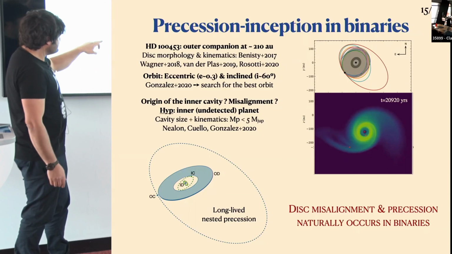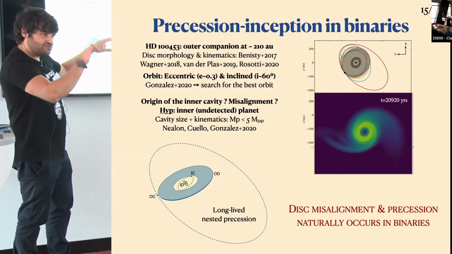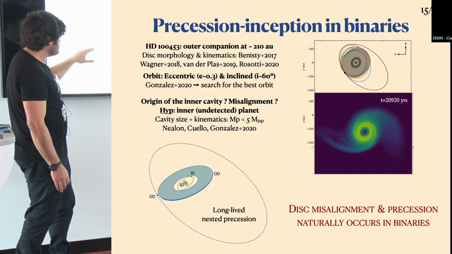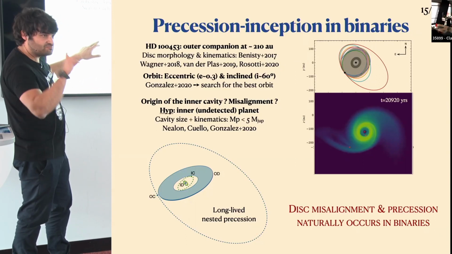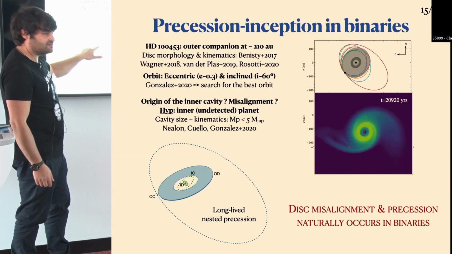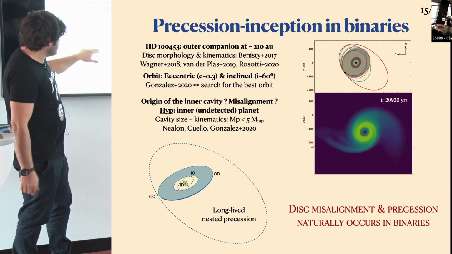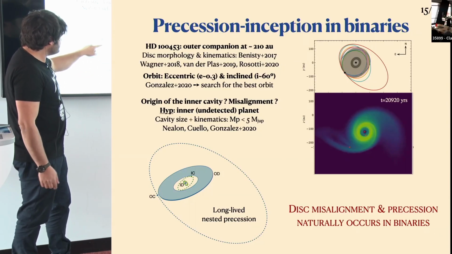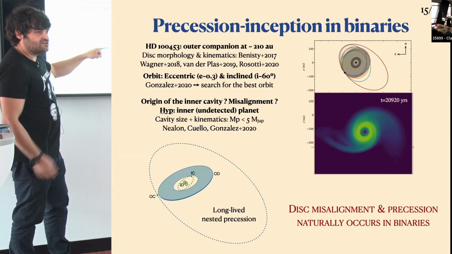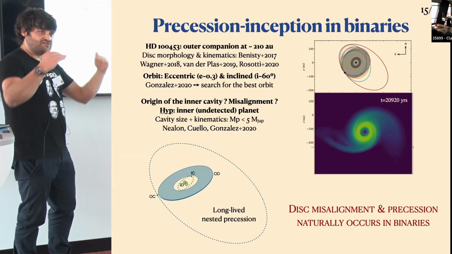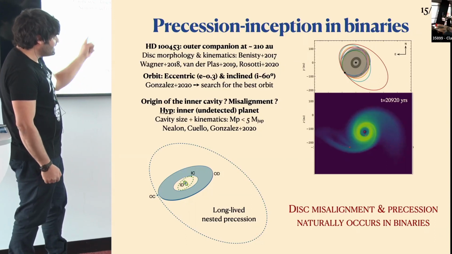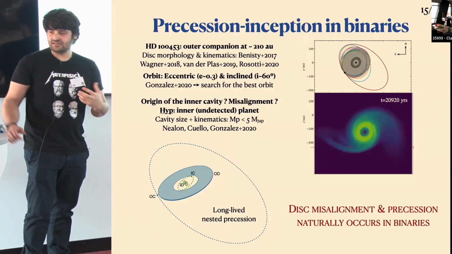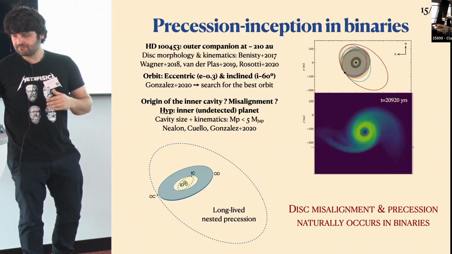And since the inner companion is there with the right mass, it will disconnect the angular momentum transport between the outer disk and the putative inner disk in the inner parts. That inner disk will precess and will be driven by the inner companion. So you have this kind of precession inside precession, and that's why we call it this. And again, this is something that naturally happens in multiple stellar systems, in a binary.